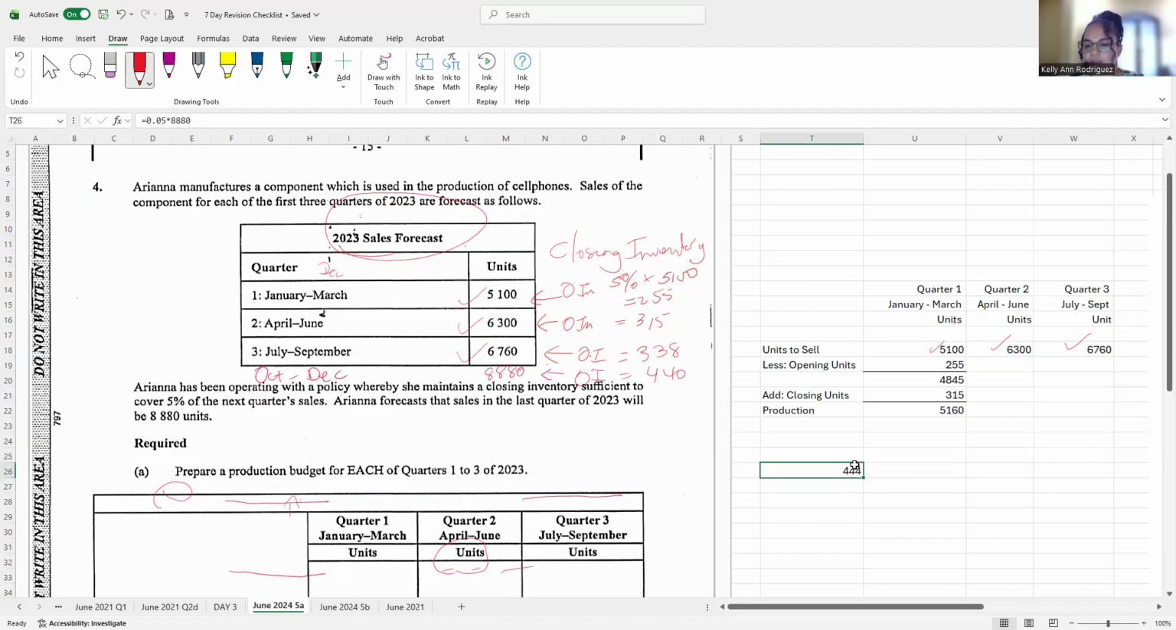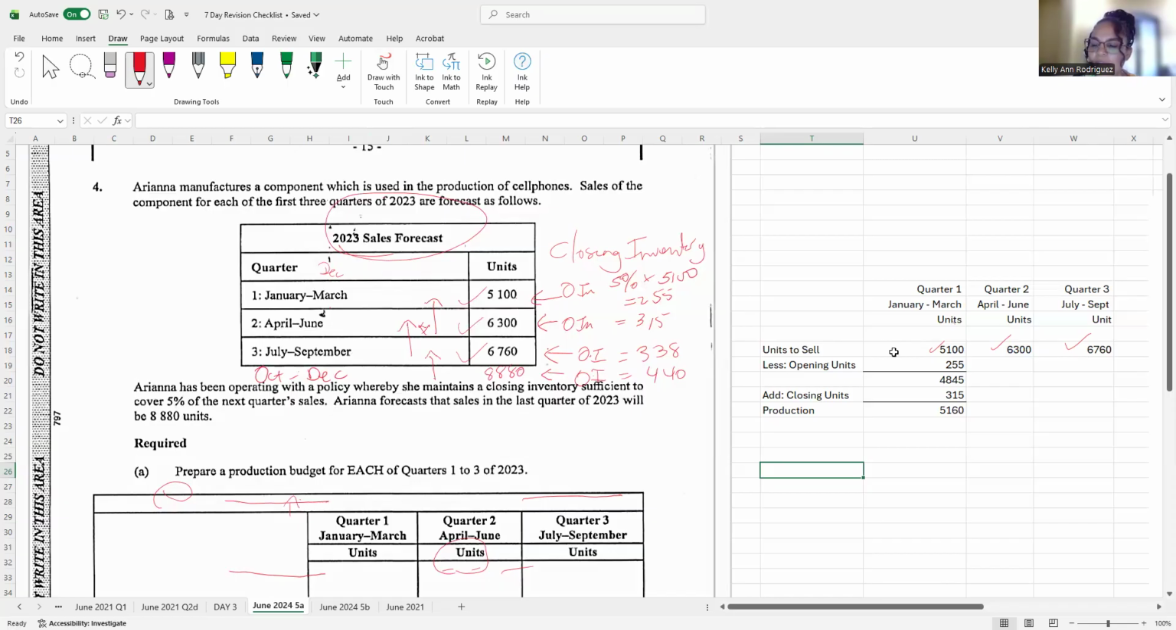Now, what can you tell me opening inventory in each period means? It also means that the opening in April to June would have been the closing for January to March. The opening for July to September will also be the closing for April to June. And the opening in October to December would have been the closing value for July to September, because the closing in one period becomes the opening in the next period. So I hope that makes sense.